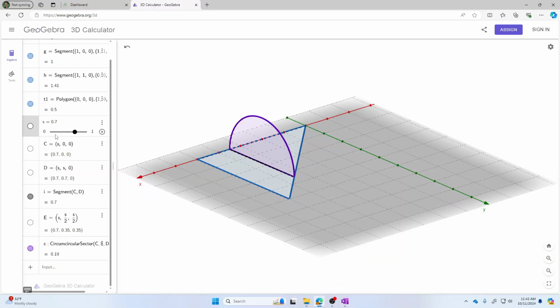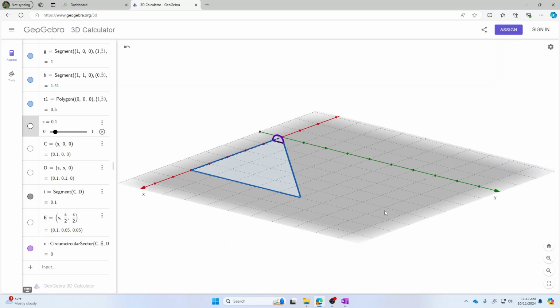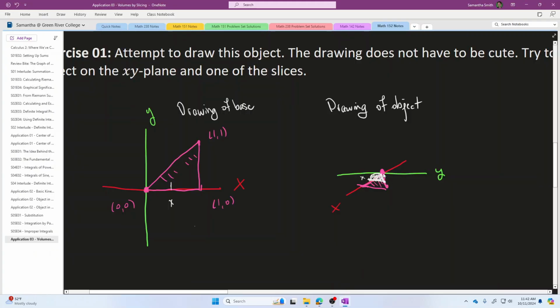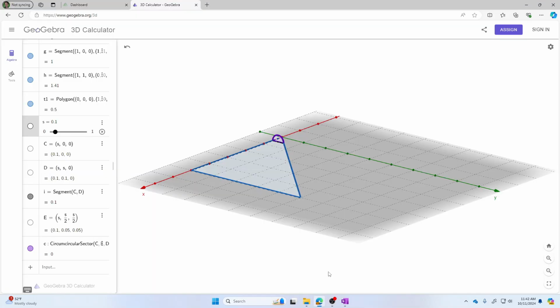To that end, I'm going to use GeoGebra 3D. It's a pretty fussy program, so I don't expect you to actually learn how to use it, but I personally would like to use it to show you what's going on in this situation. So here in red is our x-axis, here in green is our y-axis. X is coming toward us, y is off to the side. And here in blue is the right triangle, the same right triangle that we drew in pink.